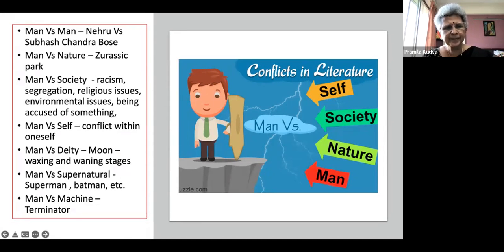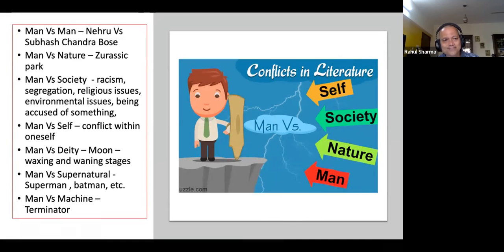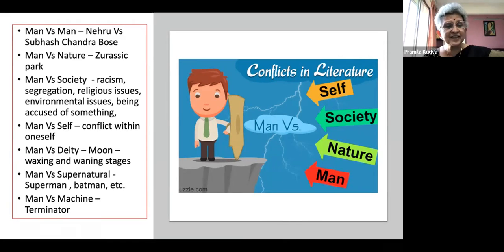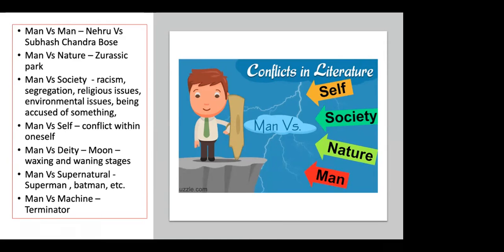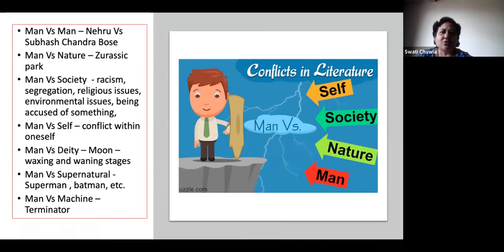Anything you have in mind? Do Aankhe Bara Haath. All right. Man versus self. Three Idiots. Yes, society. Many movies are there based on that, PK. Most of the movies are there based on man and society.